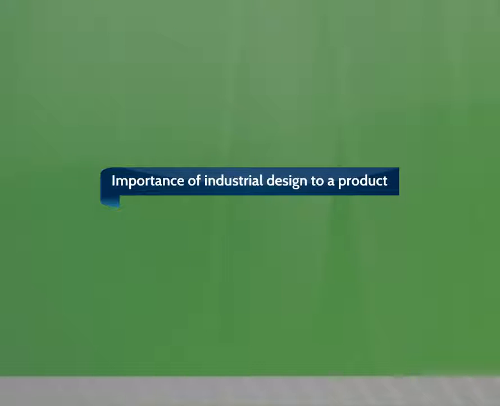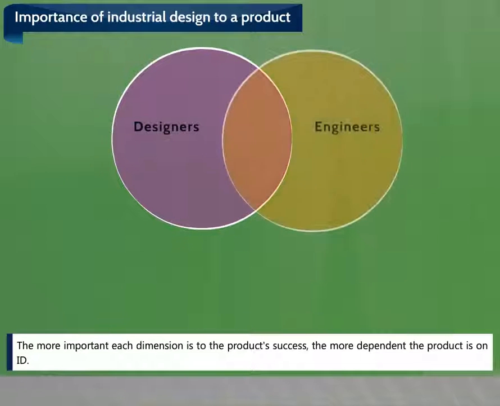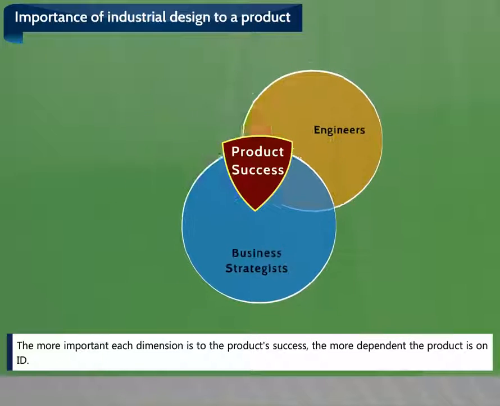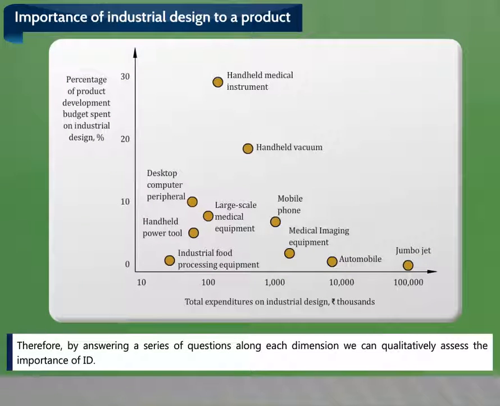Importance of industrial design to a product. The more important each dimension is to the product's success, the more dependent the product is on ID. Therefore, by answering a series of questions along each dimension, we can qualitatively assess the importance of ID.